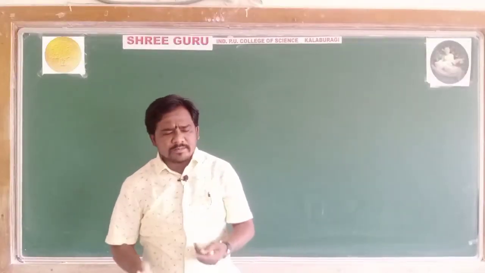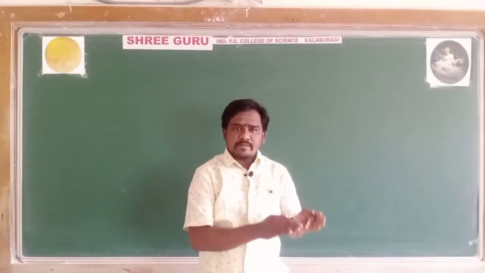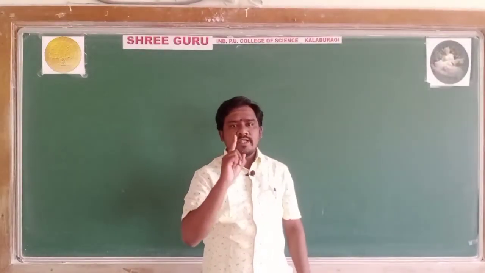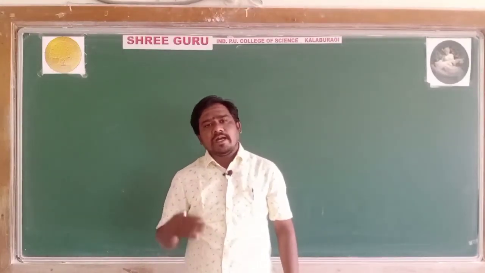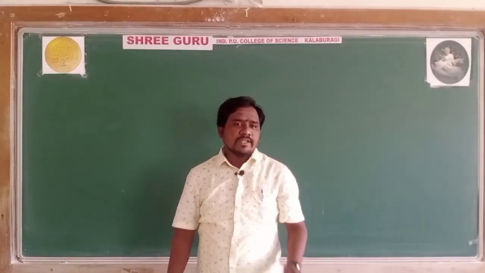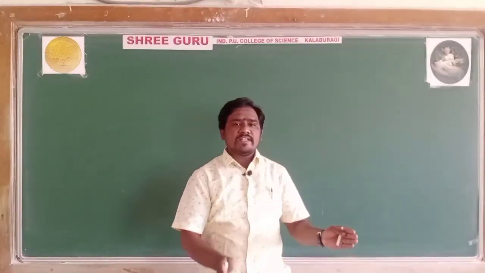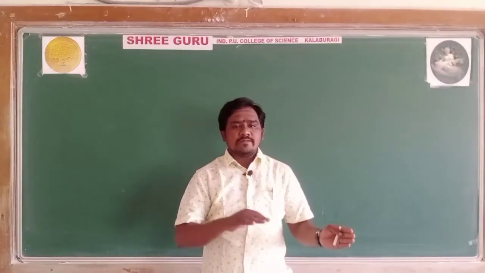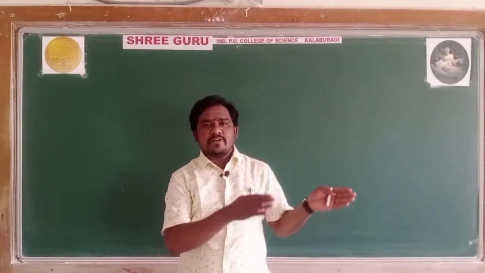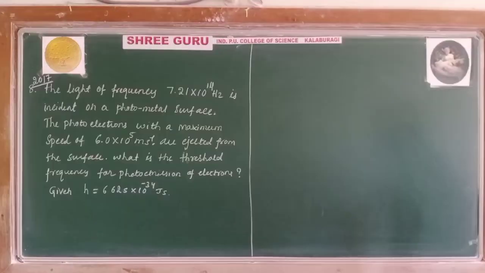Okay. Many times they ask numericals from dual nature as well as atoms as well as nuclei. In modern physics, definitely they are going to ask one numerical. They may ask from atoms and nuclei or from dual nature. If they ask a 5 marks question from dual nature of matter and radiations, definitely they are going to ask a numerical from atoms or nuclei. If they ask a 5 marks question from nuclei, definitely they are going to ask from dual nature or atoms. Like that they are going to ask the numericals.